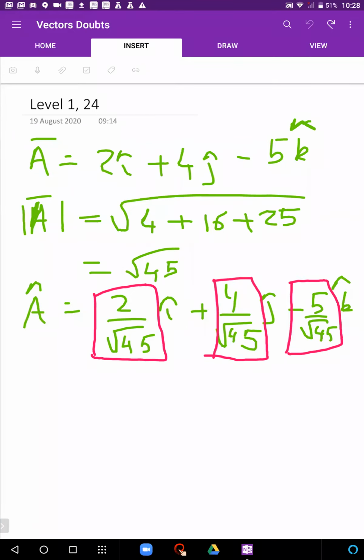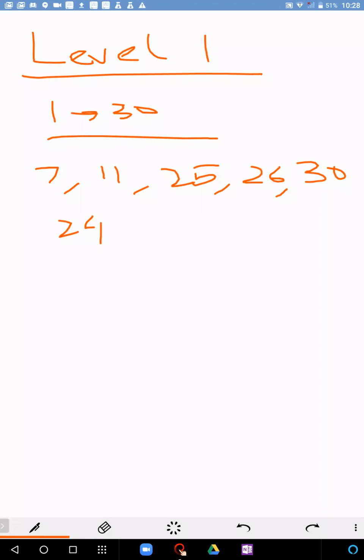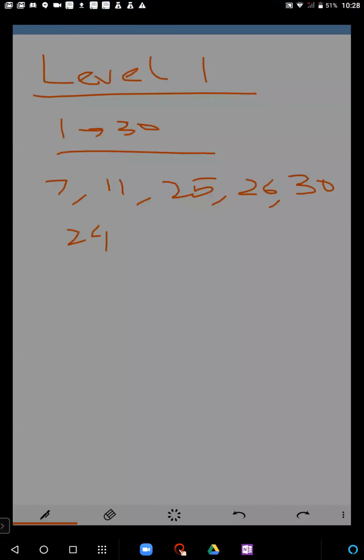Yes guys, just hold on to your doubts post 30. Once I finish everything till 30, then we'll take down from 31 to 60. So what's remaining within 30? 26 and 30 are left.